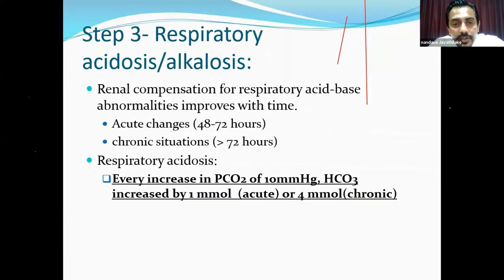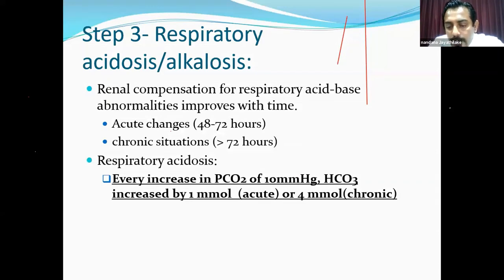Then again, we are still in step 3, respiratory acidosis versus alkalosis. Renal compensation for respiratory acid-base abnormalities improves with time. In acute changes, it is within 48 to 72 hours; in the chronic situation, it is more than 72 hours. Now, the fourth formula, this is not an equation, so the fourth theory: every increase in PCO2 of 10 mmHg in respiratory acidosis causes bicarbonate to increase by 1 millimole in the acute setting and 4 millimole in the chronic setting.